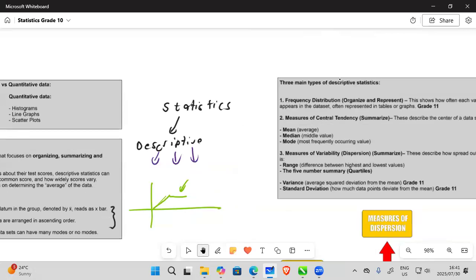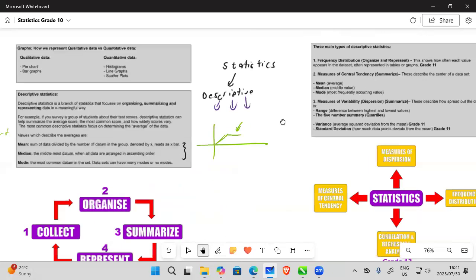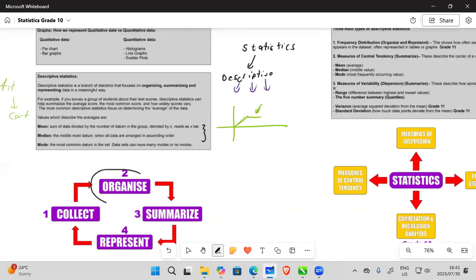Remember, again, these are just techniques. These are like principles that we can use. So again, under descriptive statistics, we're focusing on frequency distribution, measures of central tendencies, and measures of dispersion. And what these 3 things are going to help us do is organize, summarize, and represent the data. So you have a piece of paper. You have people's answers on it.